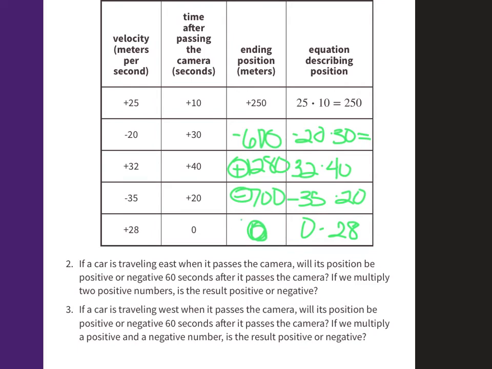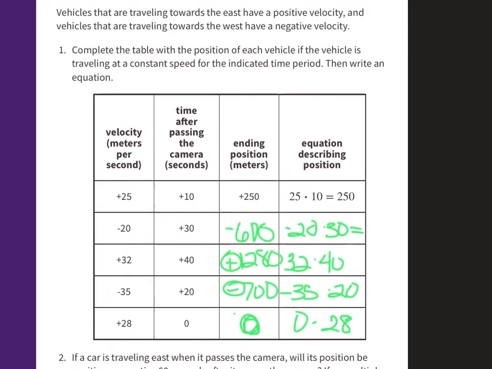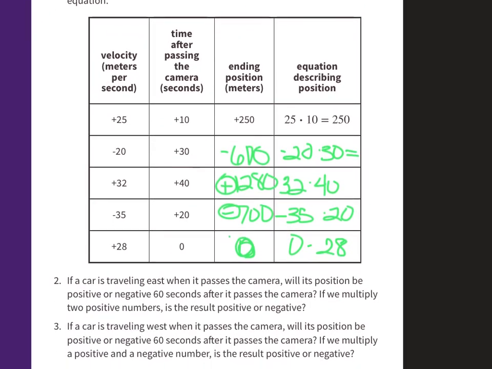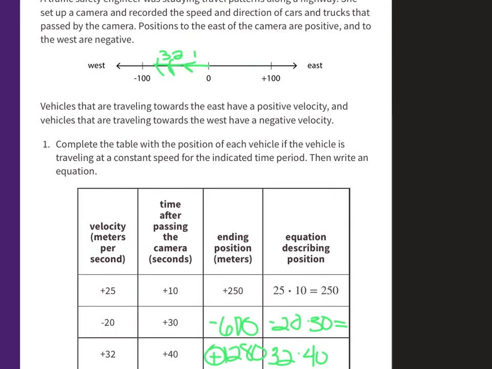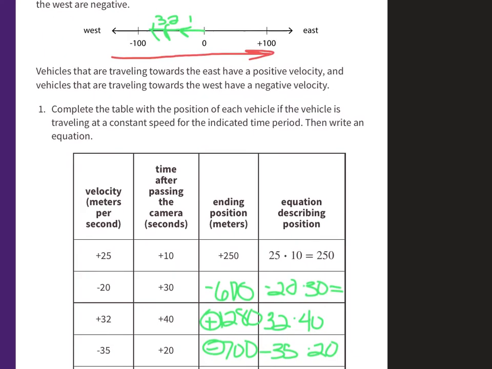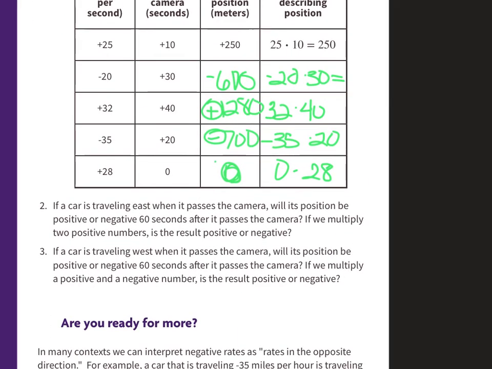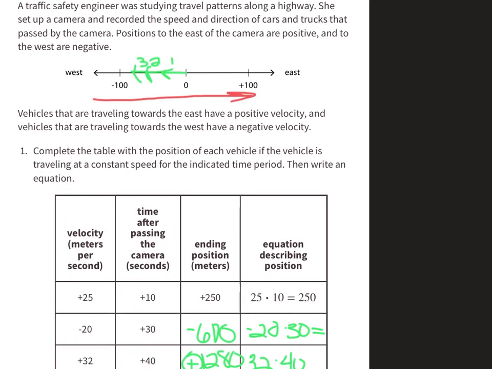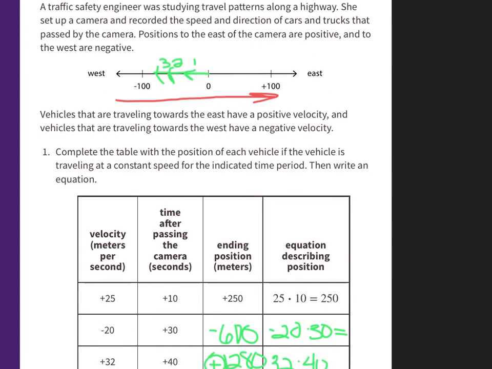If a car is traveling east when it passes the camera, its position will be positive or negative 60 seconds after it passes the camera. So if we look back up at the chart, my pen just turned off. Let's try this again. All right. It says the car is traveling east when it passes the camera. So it's starting here, it's traveling east, it passes the camera. After 60 seconds, will it be positive or negative? Well, it's going to be positive, right? Because we're over here on the positive side.